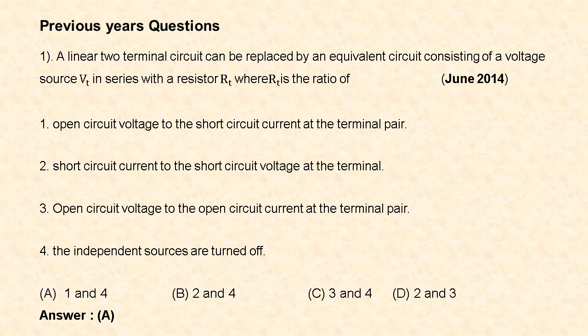We know that in Thevenin's equivalent circuit, open circuit voltage to short circuit current is the Thevenin's resistance at the terminal pair. And we are turning off all the independent sources. So option A is correct.